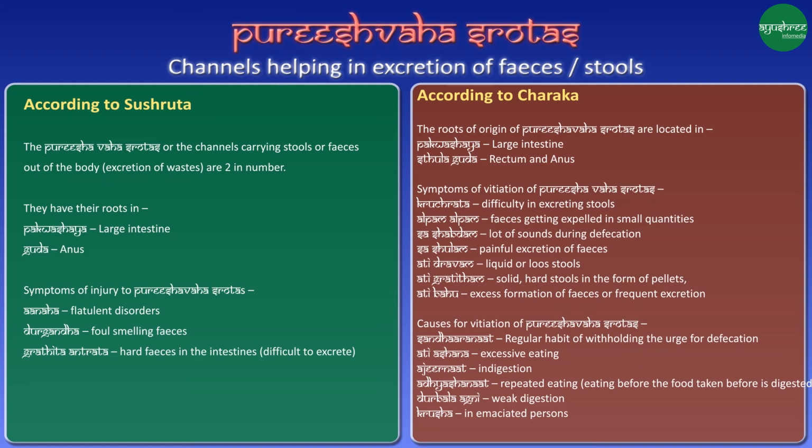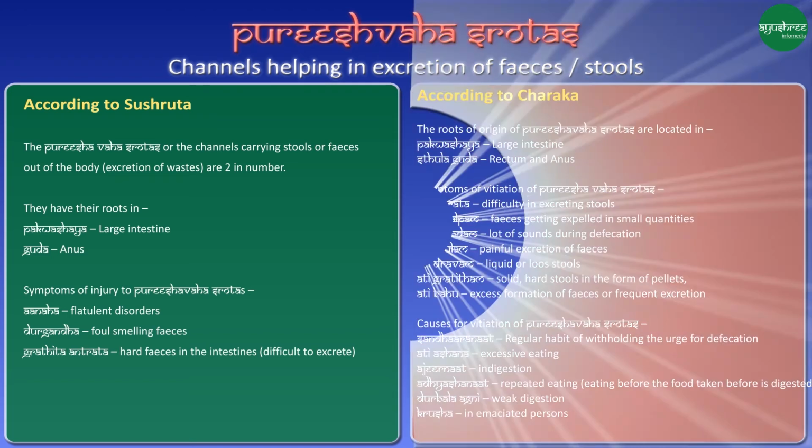Symptoms of vitiation of Purisha Srotas are difficulty in excreting stools, feces getting expelled in small quantities, lot of sounds during defecation, painful excretion of feces, liquid or loose stools, solid, hard stools in the form of pellets, excess formation of feces or frequent excretion. Causes for vitiation of Purisha Srotas are regular habit of withholding the urge of defecation, excessive eating, indigestion, repeated eating, weak digestion, and in emaciated persons.